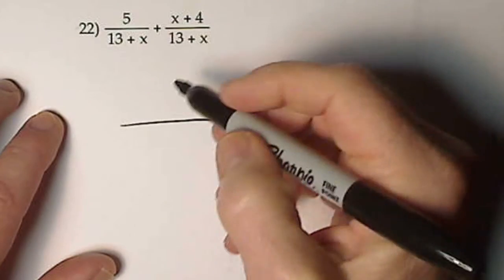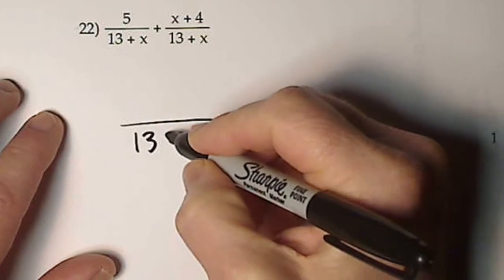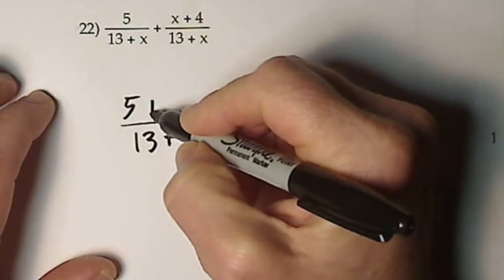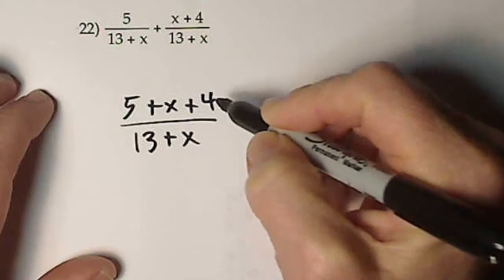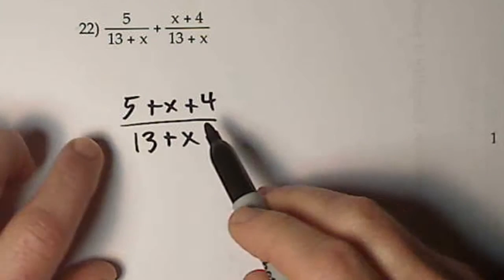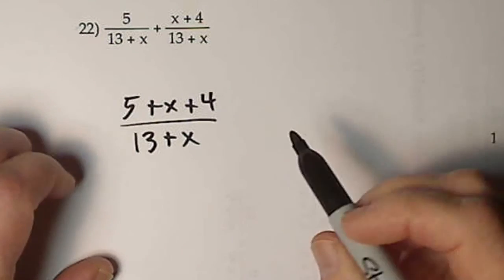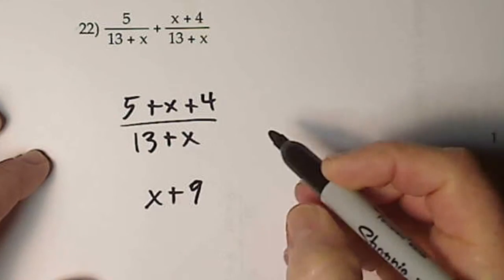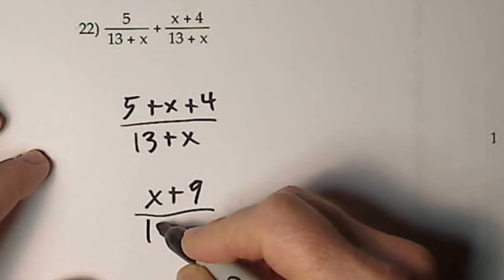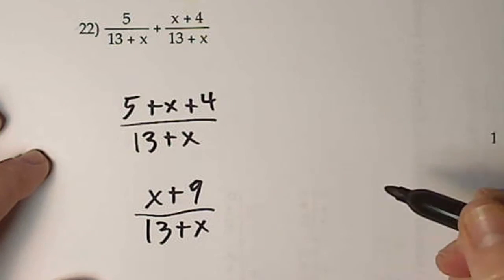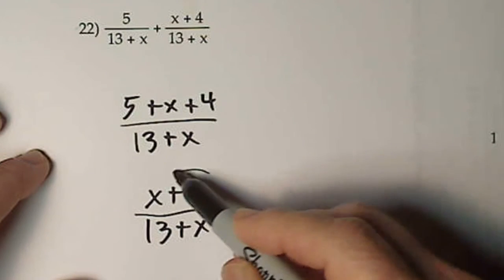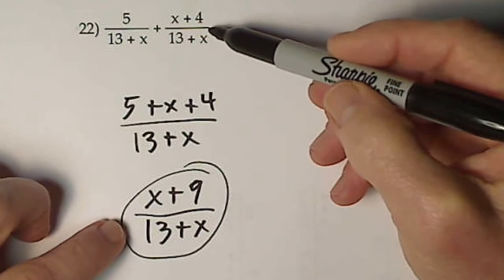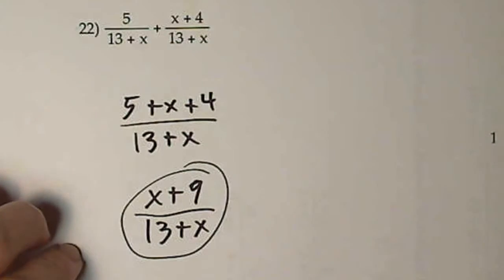Alright, so 22, we have common denominators of 13 plus x. The numerators, we have 5 plus x plus 4. And these are like terms, so we can combine them. So we're going to get x plus 9 over 13 plus x. And there's going to be nothing else we can do with that. This is the simplified form of these two rational terms.